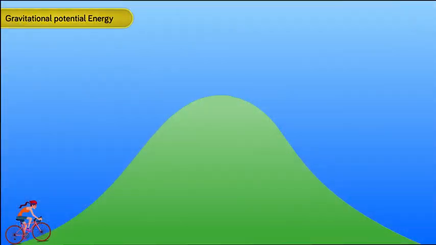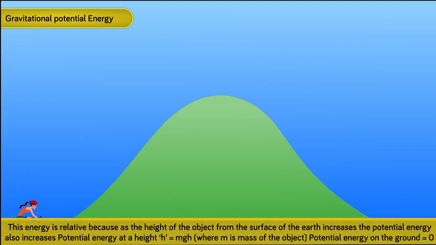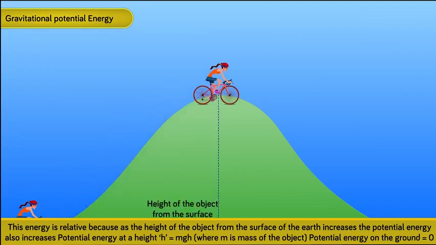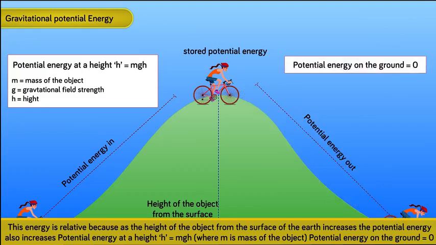We have studied about potential energy in our lower standard. So what is potential energy? The energy stored in an object because of its position or state is called potential energy. This energy is relative because as the height of the object from the surface of the earth increases, the potential energy also increases. Potential energy at a height h is equal to mgh, where m is the mass of the object. Potential energy on the ground is equal to 0.